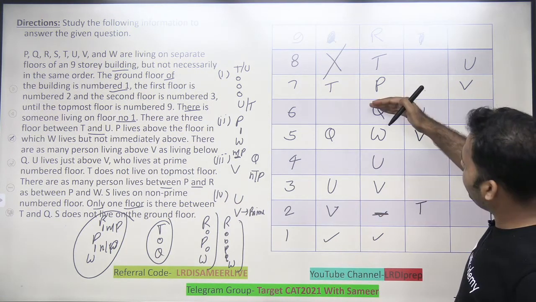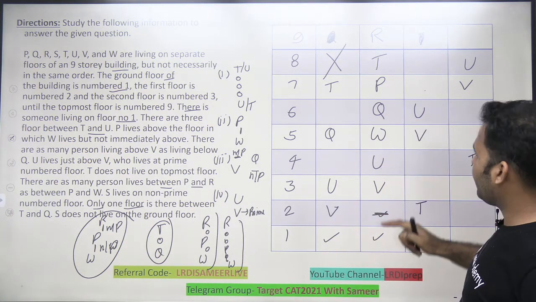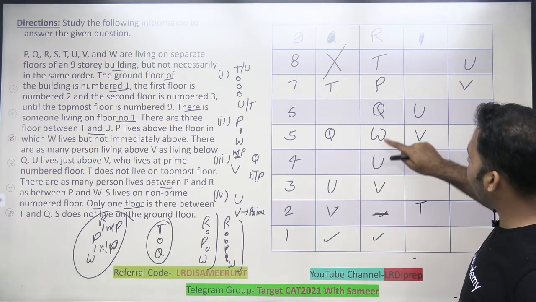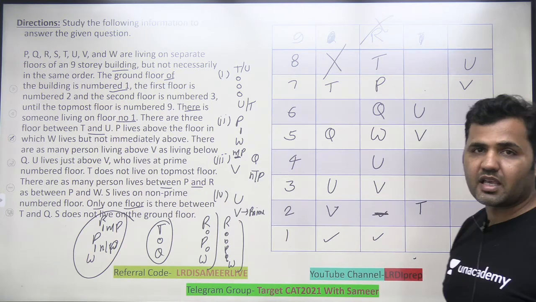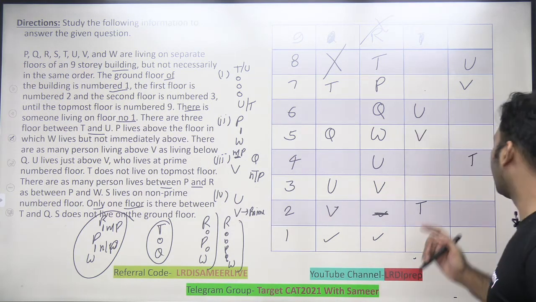So the number of people below Q would be 1, 2, 3, and 4. And the number of people above V would be 1, 2, 3, 4, 5, and 6. So this case is eliminated. This cannot work, right? Then you go to this case.